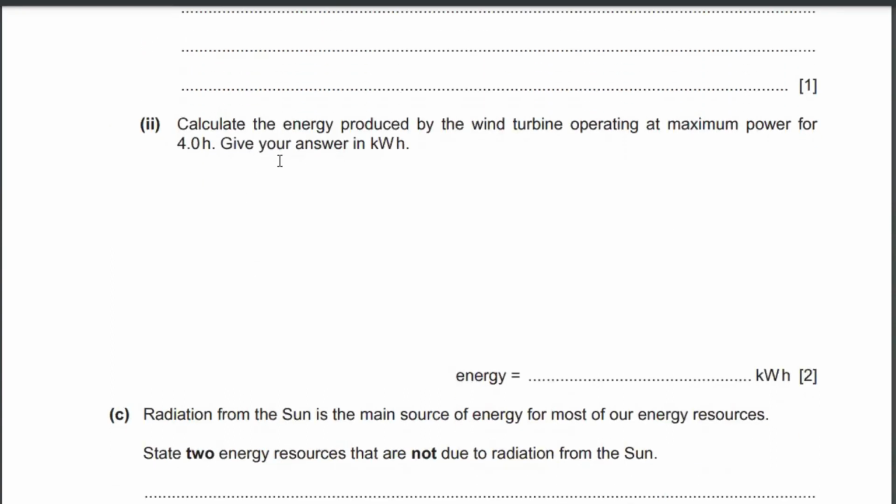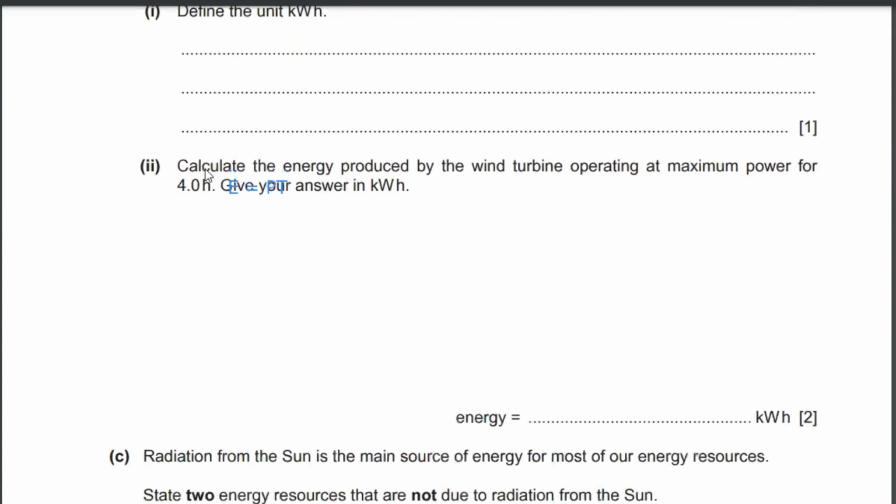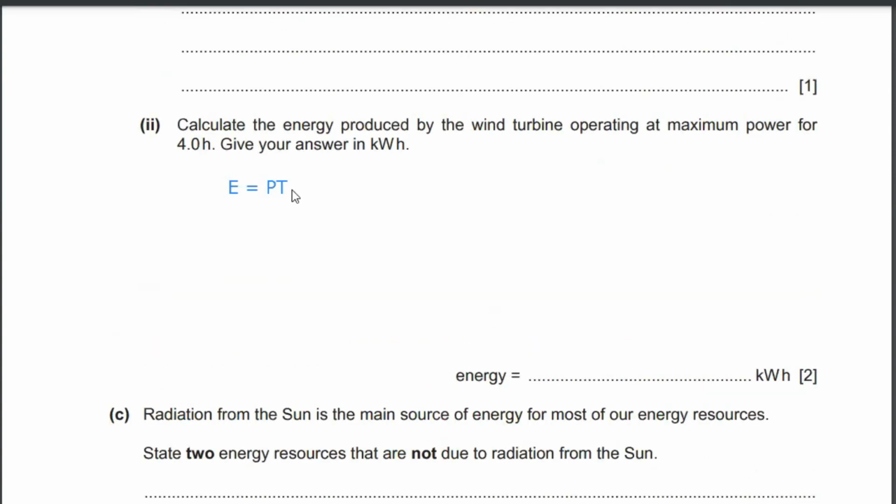Now, next question is to calculate energy produced by wind turbine operating at maximum power for 4 hours. Give your answer in kilowatt hour. So we already know the equation, which is energy is equal to power times time. So we will just plug in the values for power, which is 1.8 megawatts.